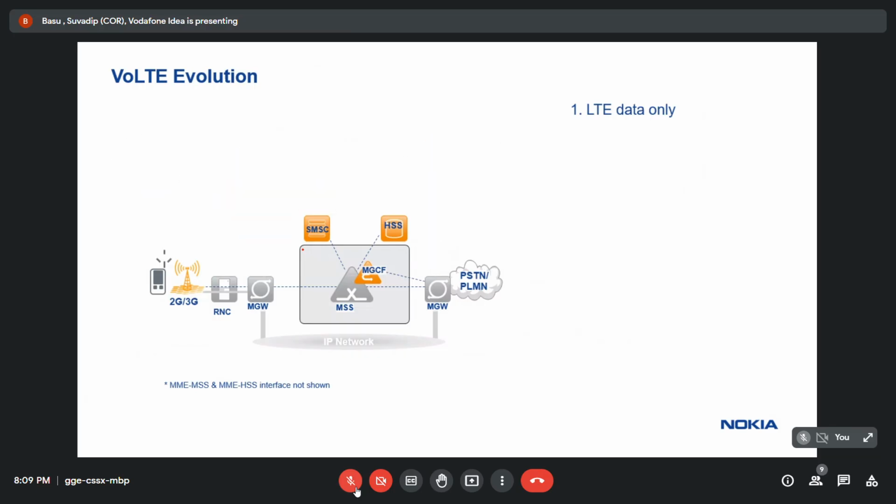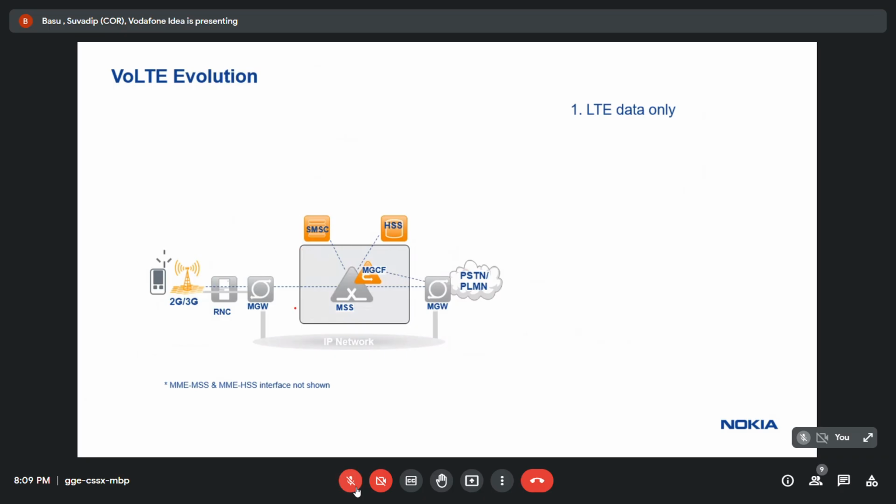So you see how VoLTE has evolved. Initially it was like this, 2G, 3G, and all these things. The first thing that came into the picture was the HSS. Then slowly we went on to the NDS architecture, which could support the requirements of an HSS.